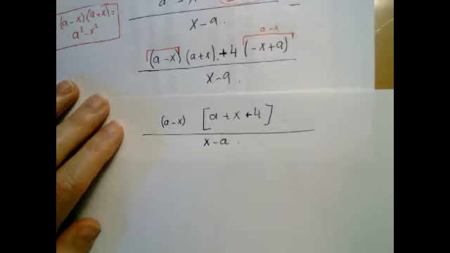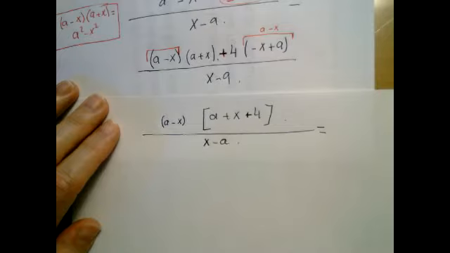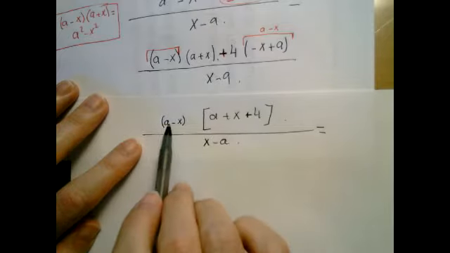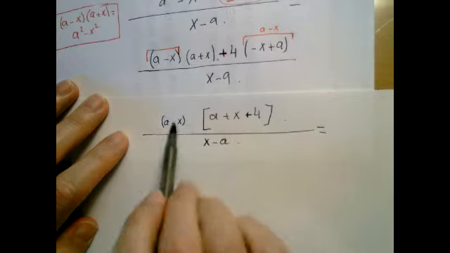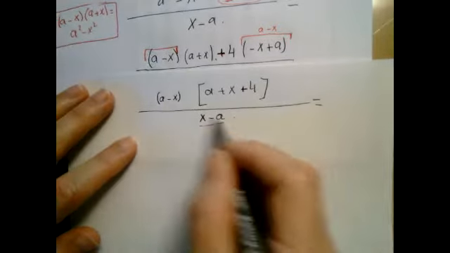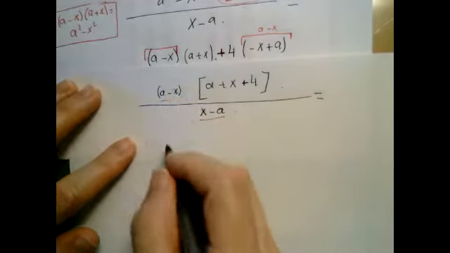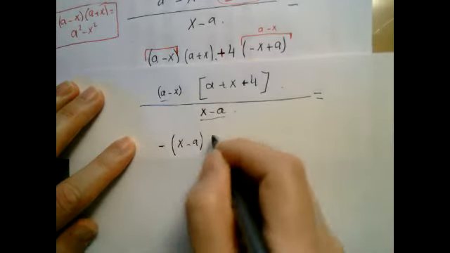Any questions as I move on? Now, what else can I do? This is pure algebra at this stage. What else can I do? This is a minus x, and this is x minus a. So factor out a negative, because I have x minus a and I have a minus x. So I'm going to write this as minus that.